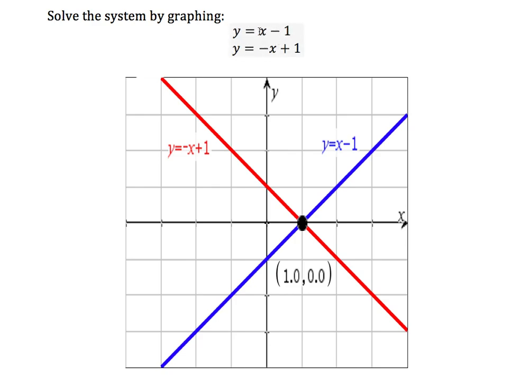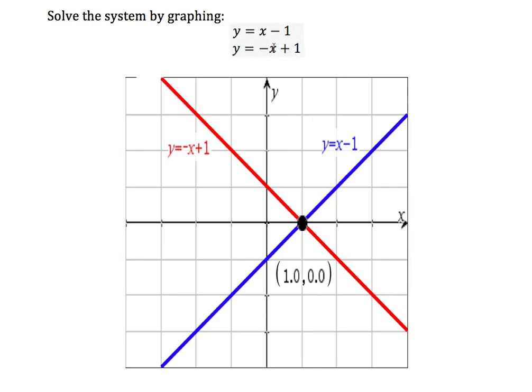Now this system here is already set up in slope-intercept form. So the first thing we're going to do is plot our y-intercepts. Our first y-intercept is at -1, and our slope is +1. So here's our y-intercept at -1 with a +1 for a slope. That means we're going up 1, to the right 1, up 1, to the right 1, up 1, to the right 1. And that's how we got this blue line.